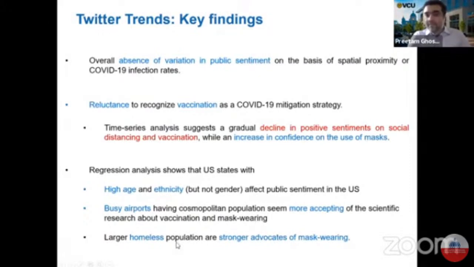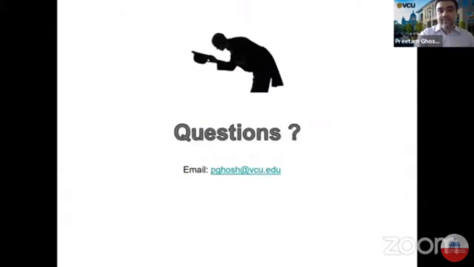And very interestingly, states having a large homeless population, okay, it turns out that they give a very strong importance to mask wearing. This also came out from our studies, that places having a high homeless population are actually more positive towards mask wearing.